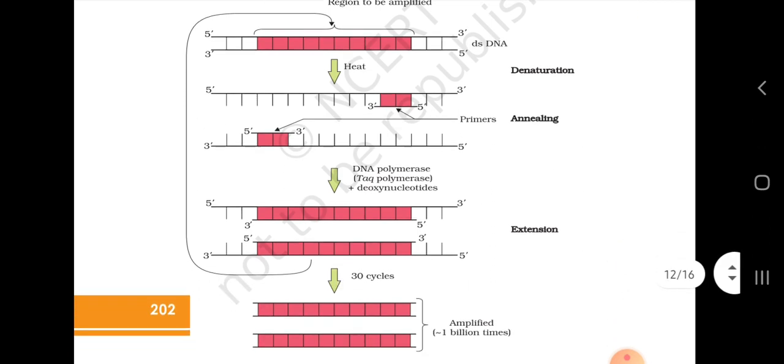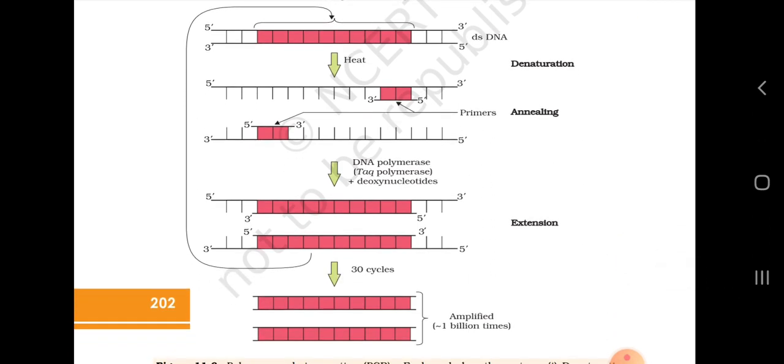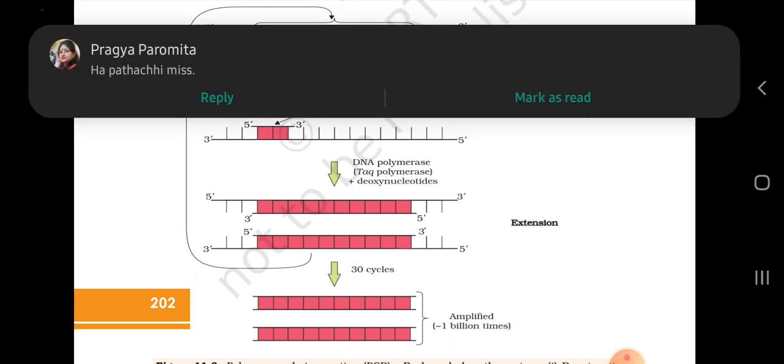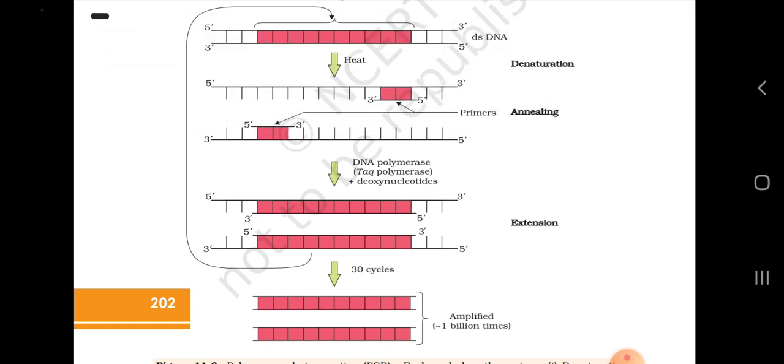Now if you go through the diagram, we will go through the various steps of PCR. There are mainly three steps of PCR. The first one is the denaturation, where the double stranded DNA is denatured by subjecting it to a high temperature of 95 degrees Celsius for 15 seconds.